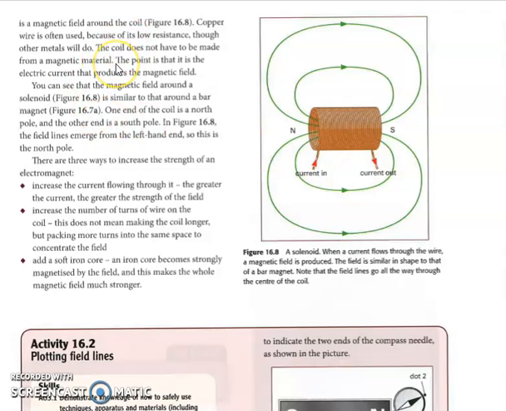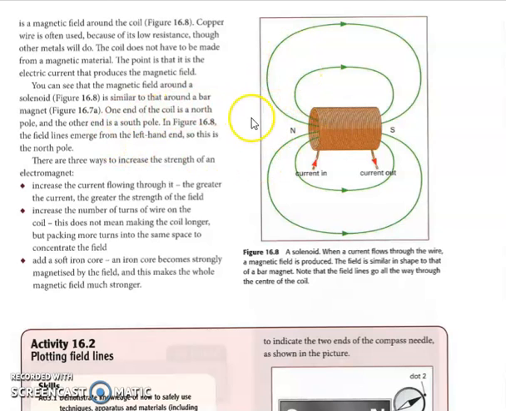The copper wire is often used because of its low resistance, though other metals will do. The coil does not have to be made from a magnetic material. The point is that it is the electric current that produces the magnetic field. We can see the magnetic field around a solenoid like this, where the copper wire is wound. Like a bar magnet, magnetic field lines emerge from north to south.